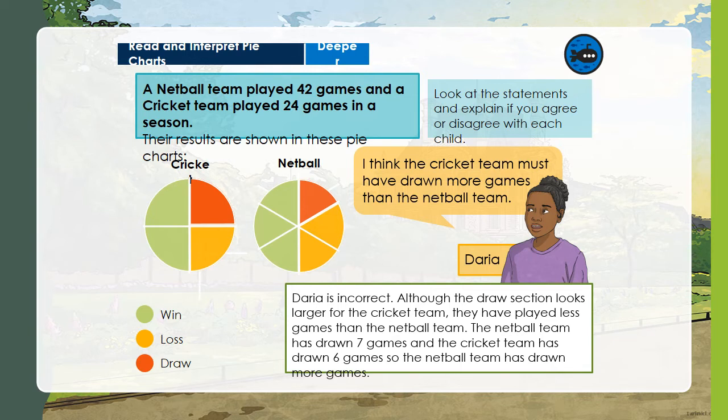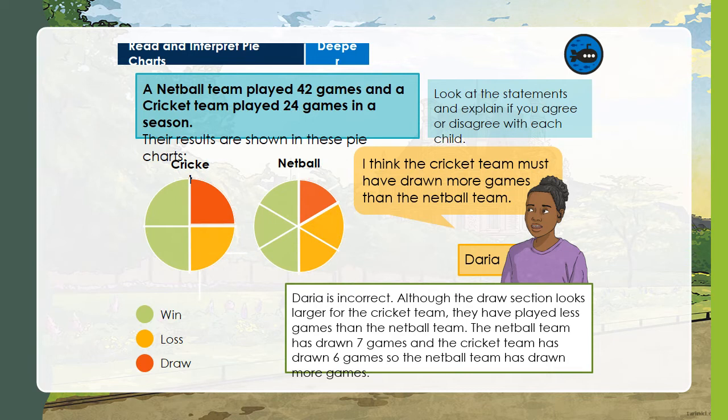We can split the pie chart for the netball team into six equal parts. So we look at the smallest part that we have there, and we see if we split that up into all parts being the same size as that, then we know what it represents. So the netball team played 42 games in total. 42 divided by 6 gives us 7.